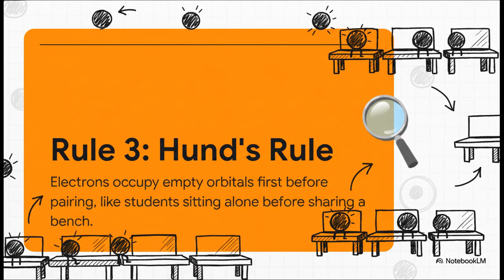And the third and final rule is Hund's rule. This one's easy. If you have a bunch of orbitals with the same energy, think of it like empty seats on a bus bench. Electrons will each take an empty seat before they start pairing up. It's just a more stable arrangement that way. They like their personal space.